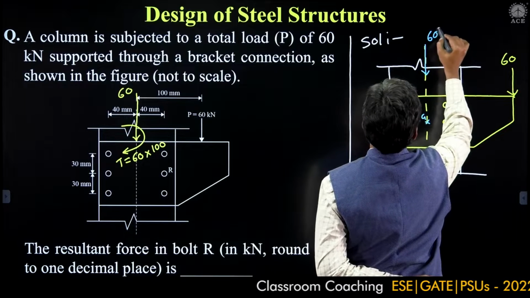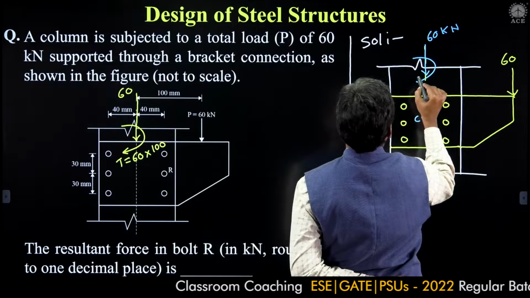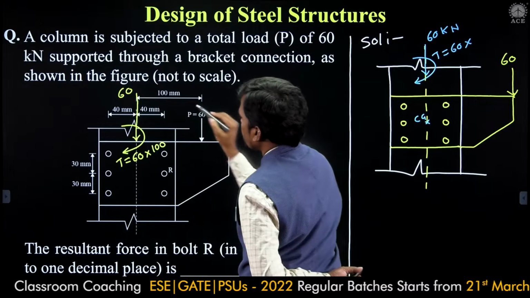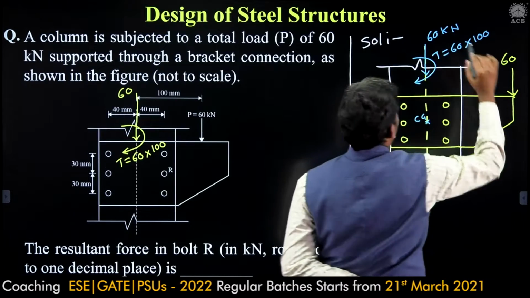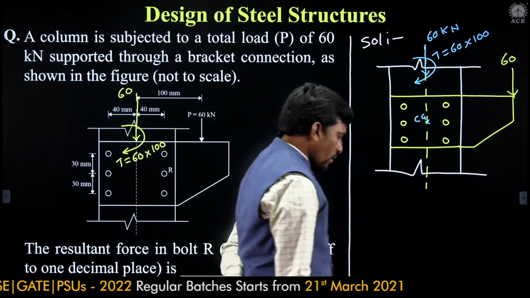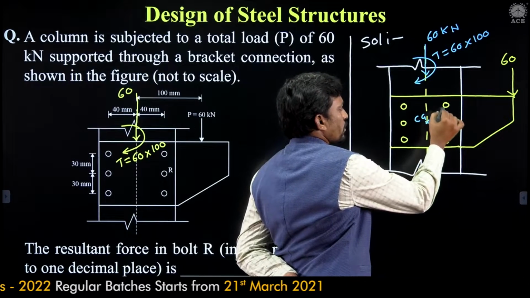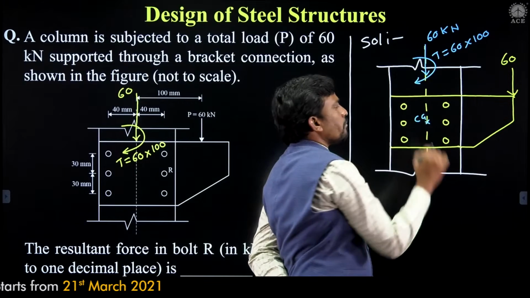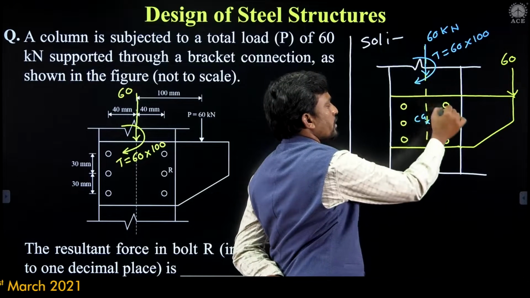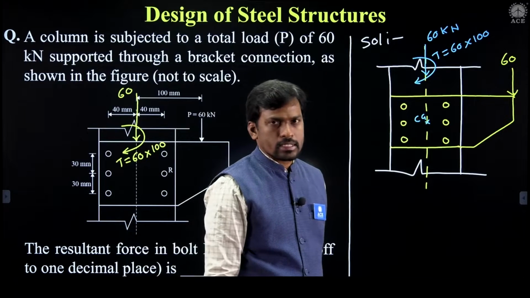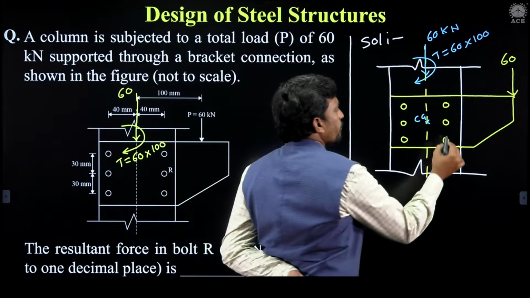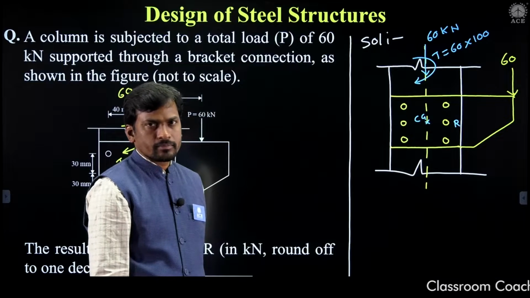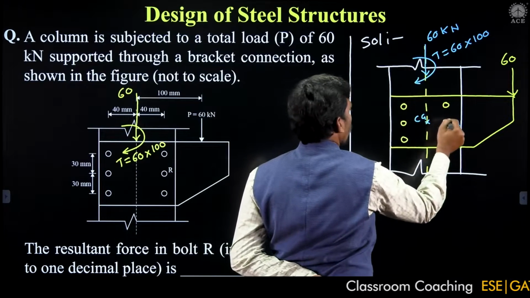Then there is a direct load of 60 kilonewton, and a twisting moment of 60 into the eccentricity, which from the load to the center of gravity is 100 mm. The bolt is subjected to shear force due to direct load P and shear force due to twisting moment. But we have to find the resultant only in bolt R.